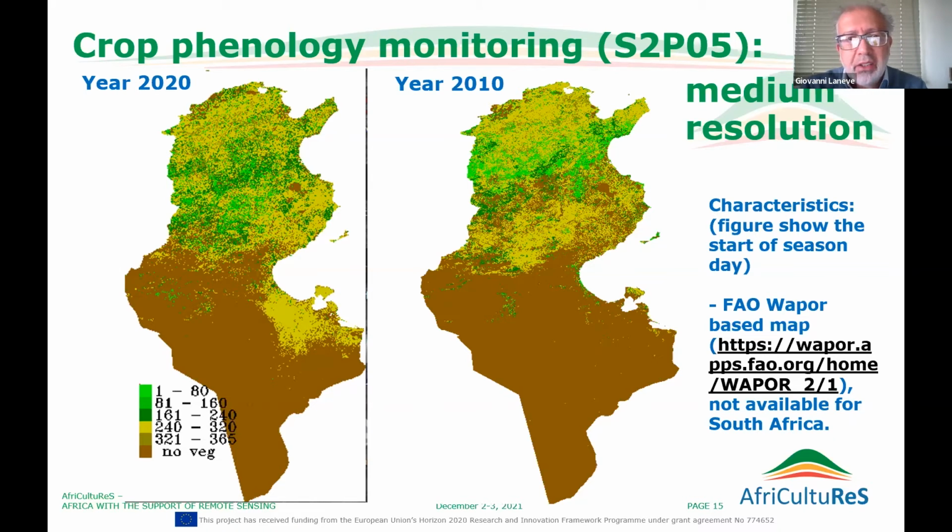So this is a comparison, as I said before, of the phenology in Tunisia with 10 years of difference. As you can see, there is a lot of change, mostly in the central eastern part of the country. You can go to the next one, please.